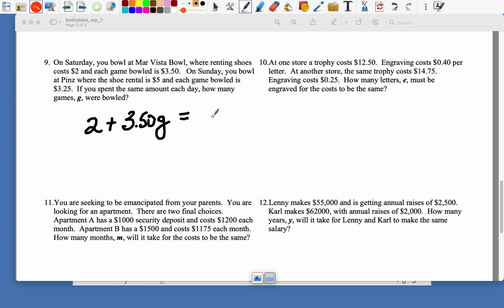On Sunday, you go somewhere else and they charge a little bit more for shoes, but each game they play is $3.25. So if you spend the same amount at each of the bowling alleys, how many games were bowled? Well, I forgot the G over here. So we're going to do minus 3.25 G. Minus 3.25 G.